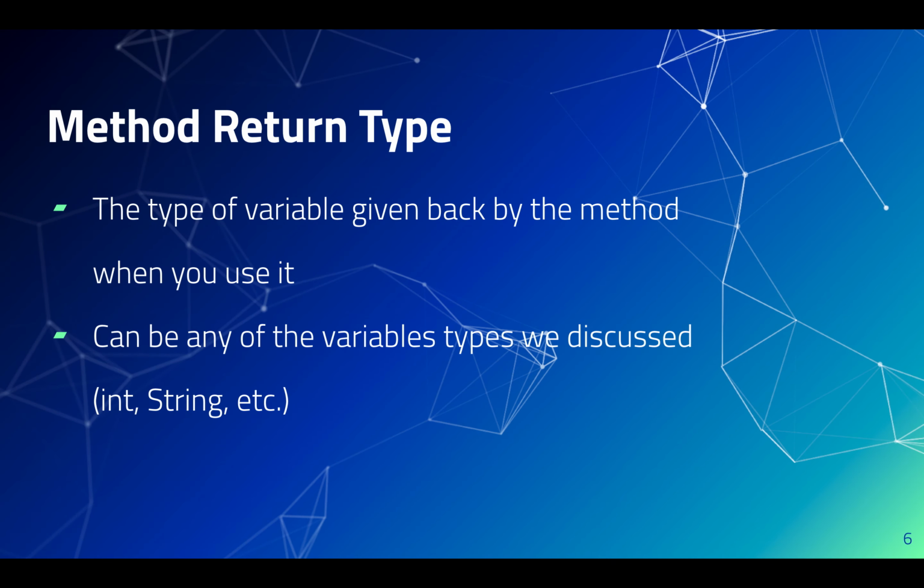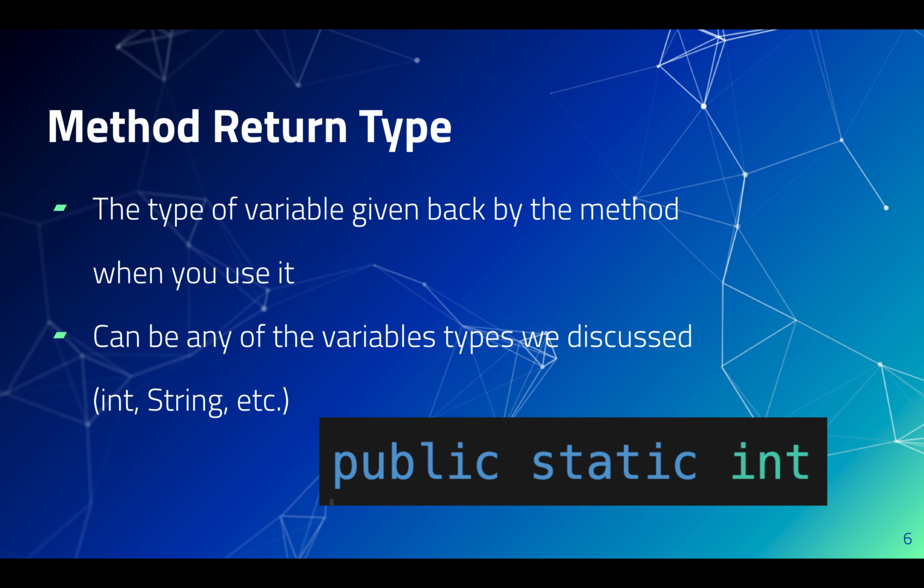Next, you write the method's return type, which is a type of variable that's given back by the method when you use it. You'll understand this more later, especially when you practice it. And the return type can be any of the variable types like ints or doubles or strings and so on.